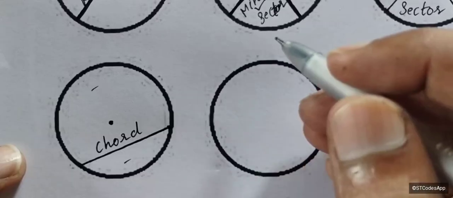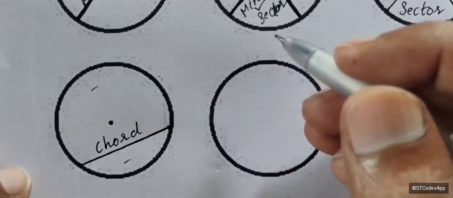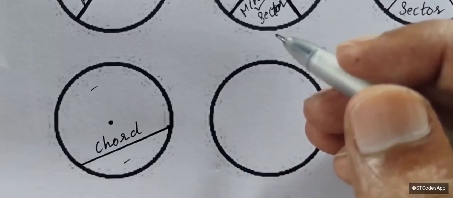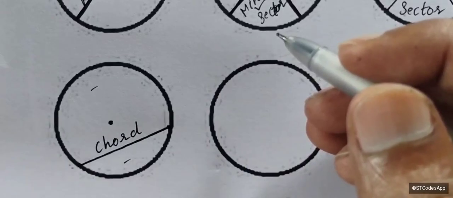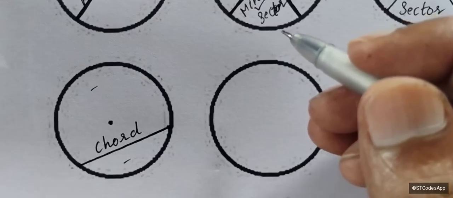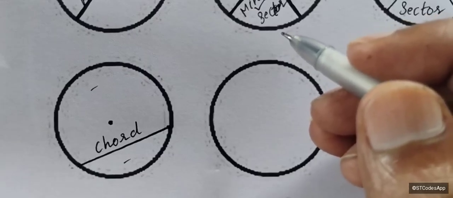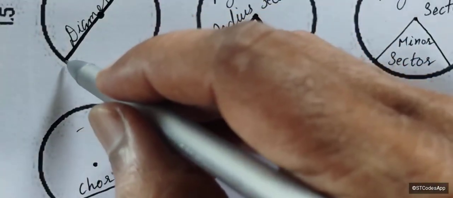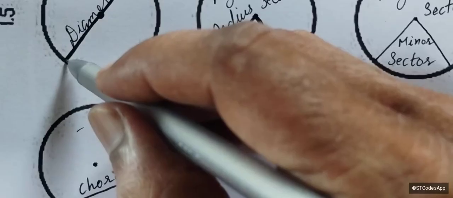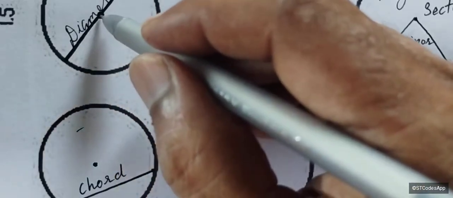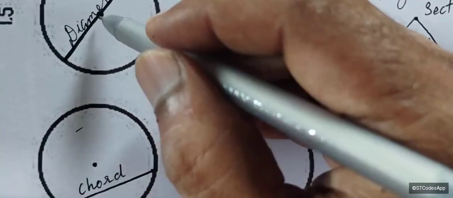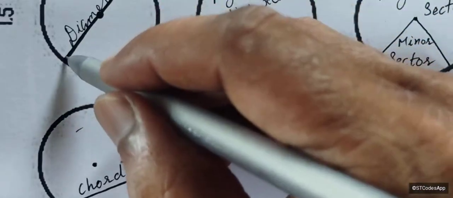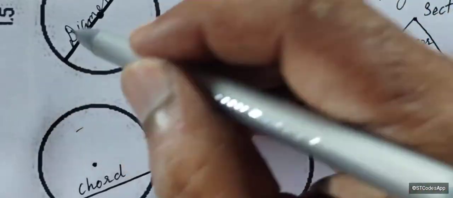So all these things are very important. You have to keep them in mind when you are learning areas related to circles. When you are learning this chapter, you need to be careful about these parts. The line which is touching one side of the circumference, then going through the center and touching the other part of the circumference, is called the diameter.